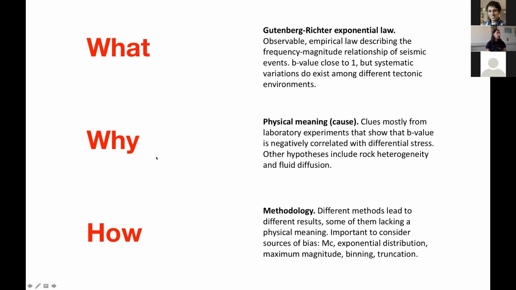The why has relation with the physical meaning, with the causes of the b-value. And we don't know if there is any physical meaning behind this. As I say, it's an empirical law, but some clues come from laboratory experiments that show that the b-value is negatively correlated with differential stress. And other hypotheses include rock heterogeneity and fluid diffusion to cause variations in b-value.